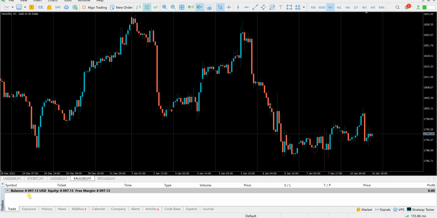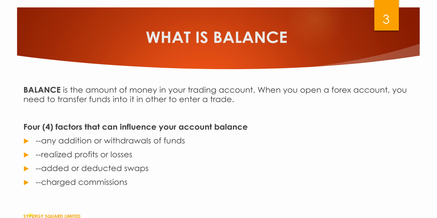Then if we happen to withdraw from that 8,100.13 US dollars $1,000, what will happen? Our balance will reduce to 7,100 US dollars 13 cents. So either addition or withdrawal of funds from our balance is one key factor that can affect our balance. The second is realized profit or losses.